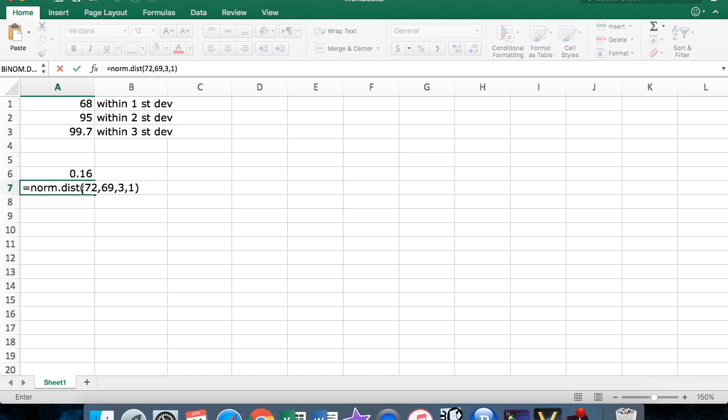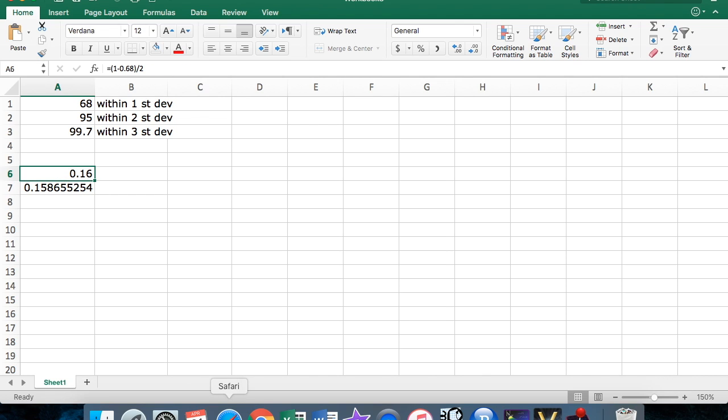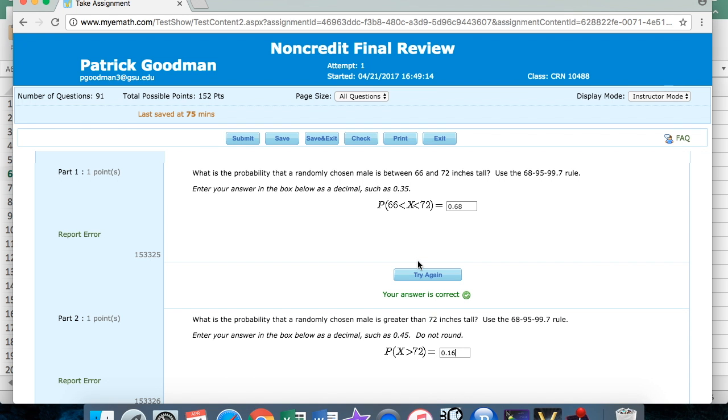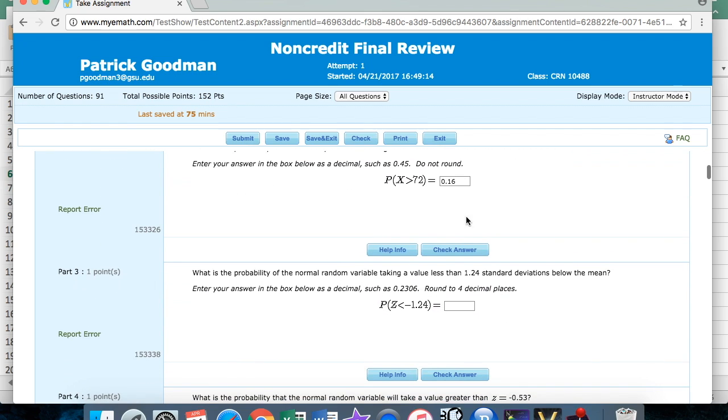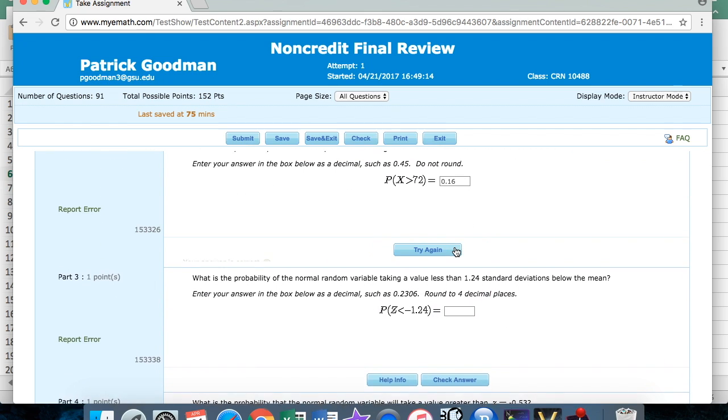Now be careful, I want to find the area to the right. Excel by default finds the area to the left, so I have to do 1 minus. And look at this, 15%. Well, it's closest to 16%, right? So then your answer would be 16%. Just go to the next whole percent. All right, so that would be my answer.